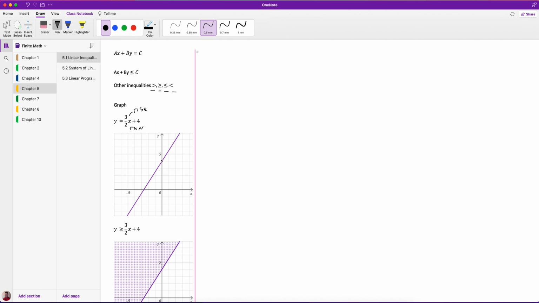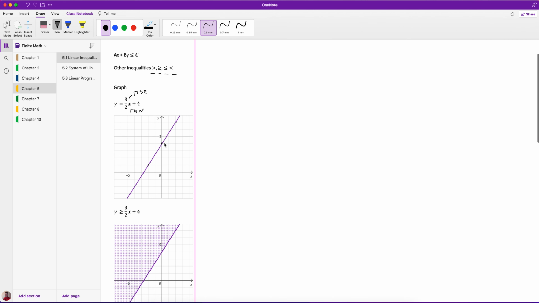If I start from a known point, my y-intercept, I go up 3, 1, 2, 3, and then right 2, 1, 2, there's my next point. Or I could go down 3 and left 2, because two negatives make a positive, and I'm still there. Then I can connect my dots. I use the software to have a nice line, but when you're graphing on paper, this will assist you in quickly graphing it. So there is a refresher on how we graph lines.